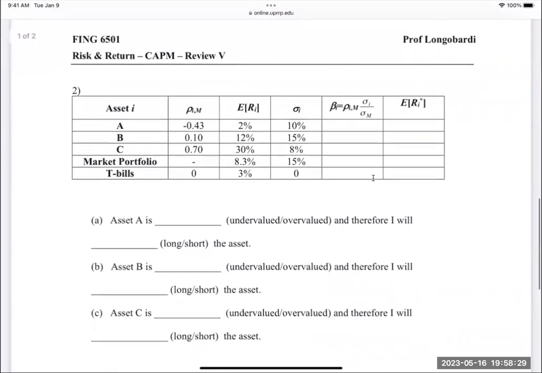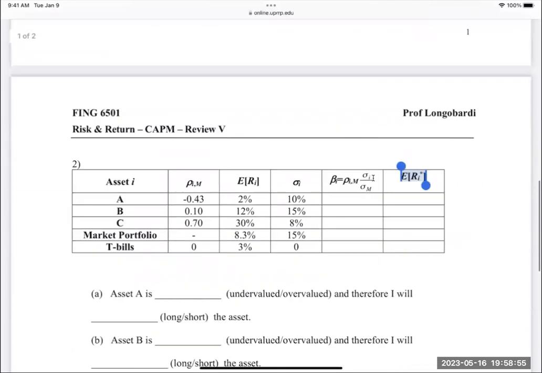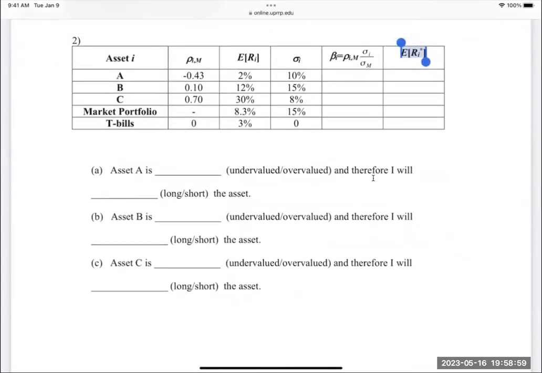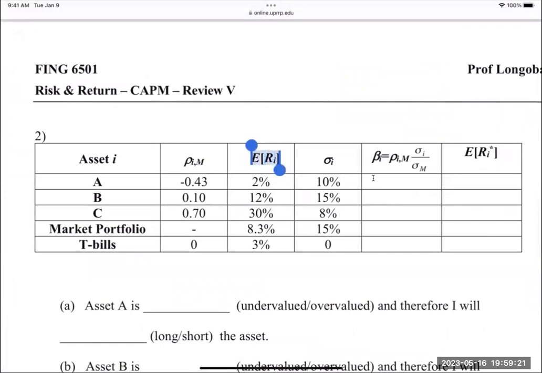Okay, so for this one, how are you going to solve this one? I ask you to get beta first. Once you get beta, you can use it to estimate the expected return on the security market line. All right, so the information in this table is out of equilibrium. It means that these returns here are wrong. They're not on the line, okay?